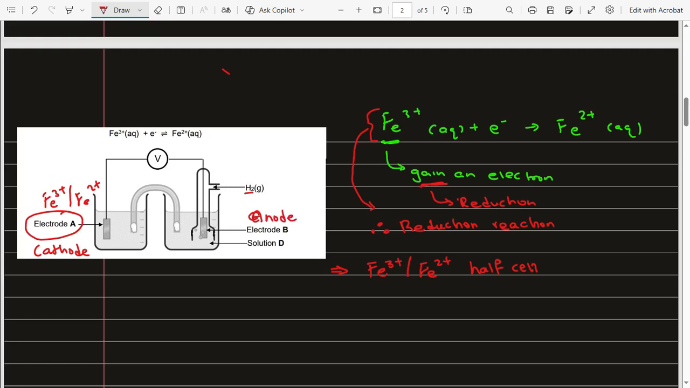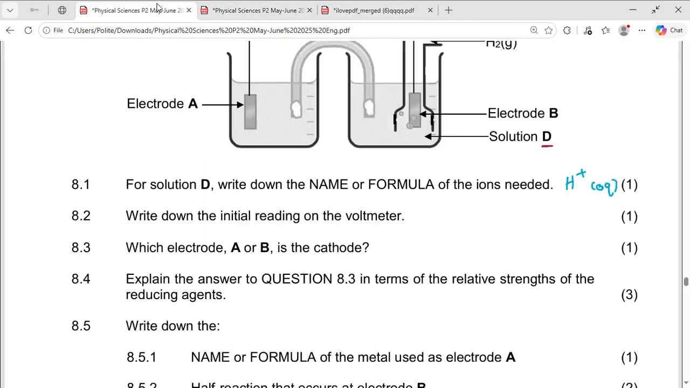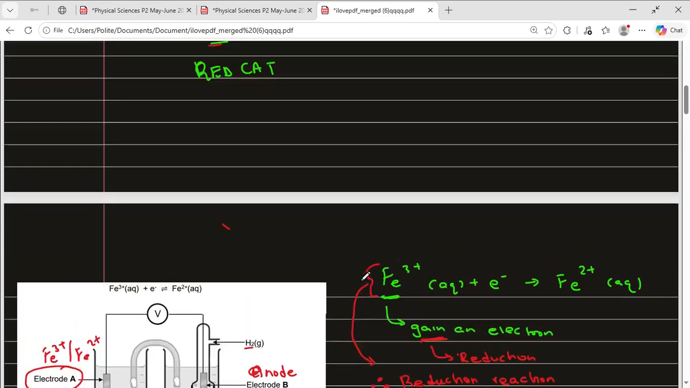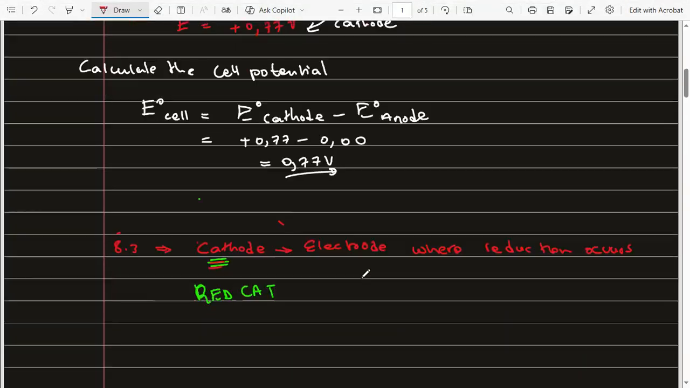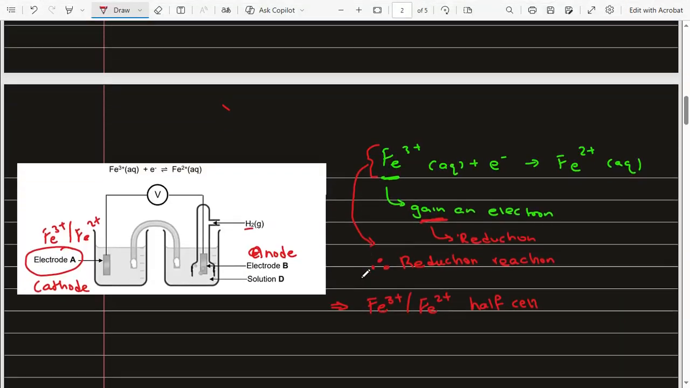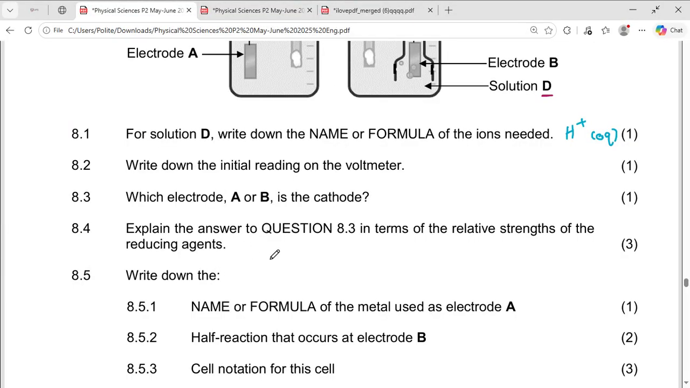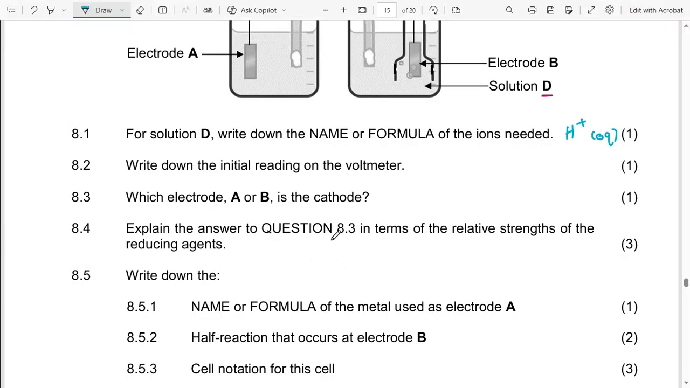Right. Now, let's keep moving to 8.4. Let's see what we have on 8.4. It says, explain the answer to 8.3. So now this makes sense. You're going to see why I need to give you all this information. Why should we go through all the trouble to understand this question? Look at this. They say, explain the answer to question 8.3 in terms of relative strength of the reducing agent.